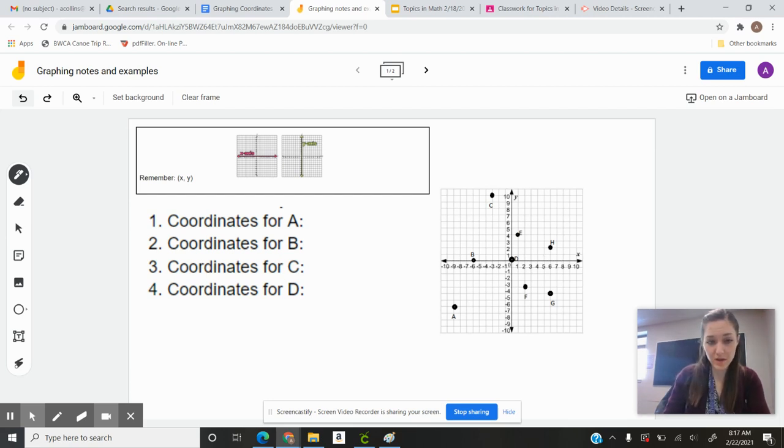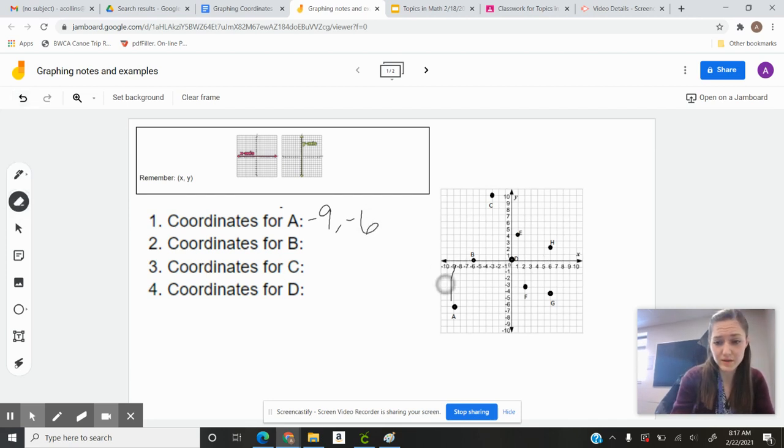Starting with A, remember you're going to measure the X, or the across, first and then up and down. So if we measure across first, we have to go over -9, and we have to go down to -6. Okay, and that's all you're doing for this graph. You're going to measure across and then down.